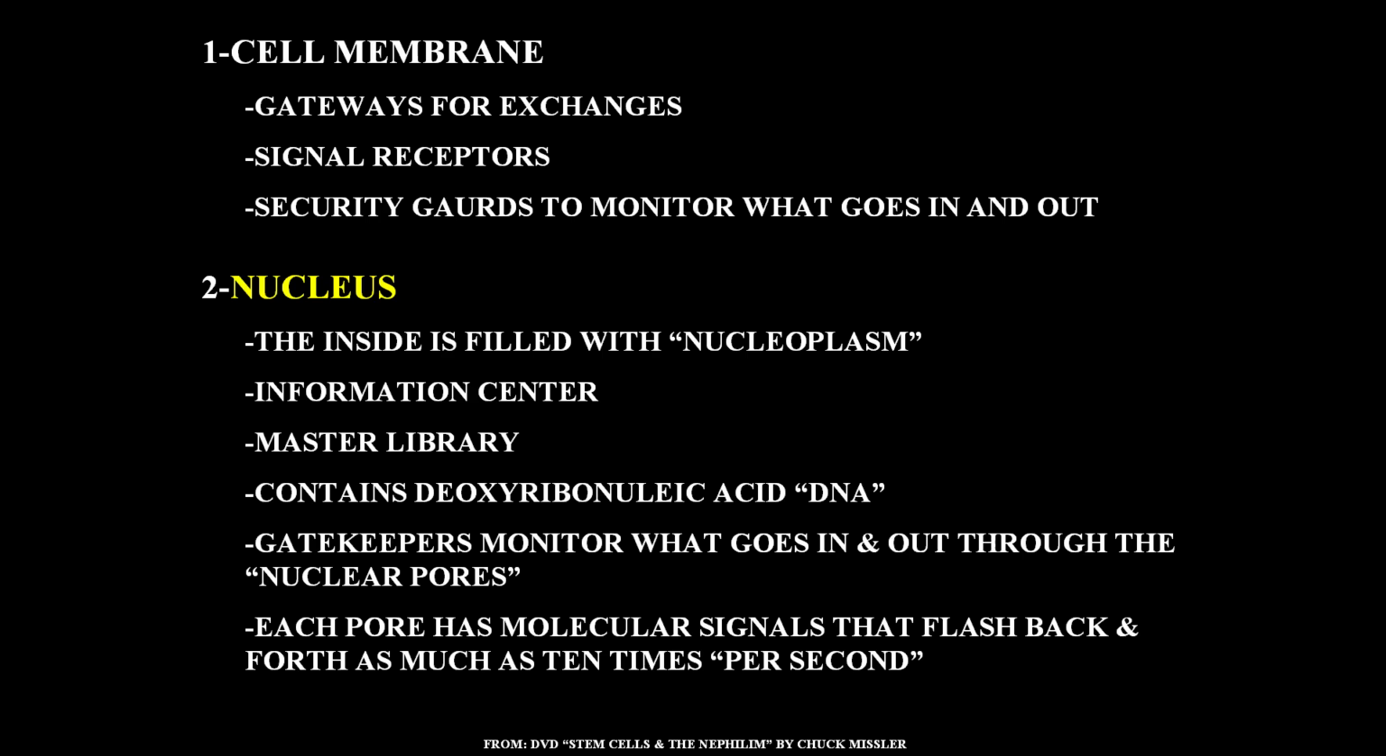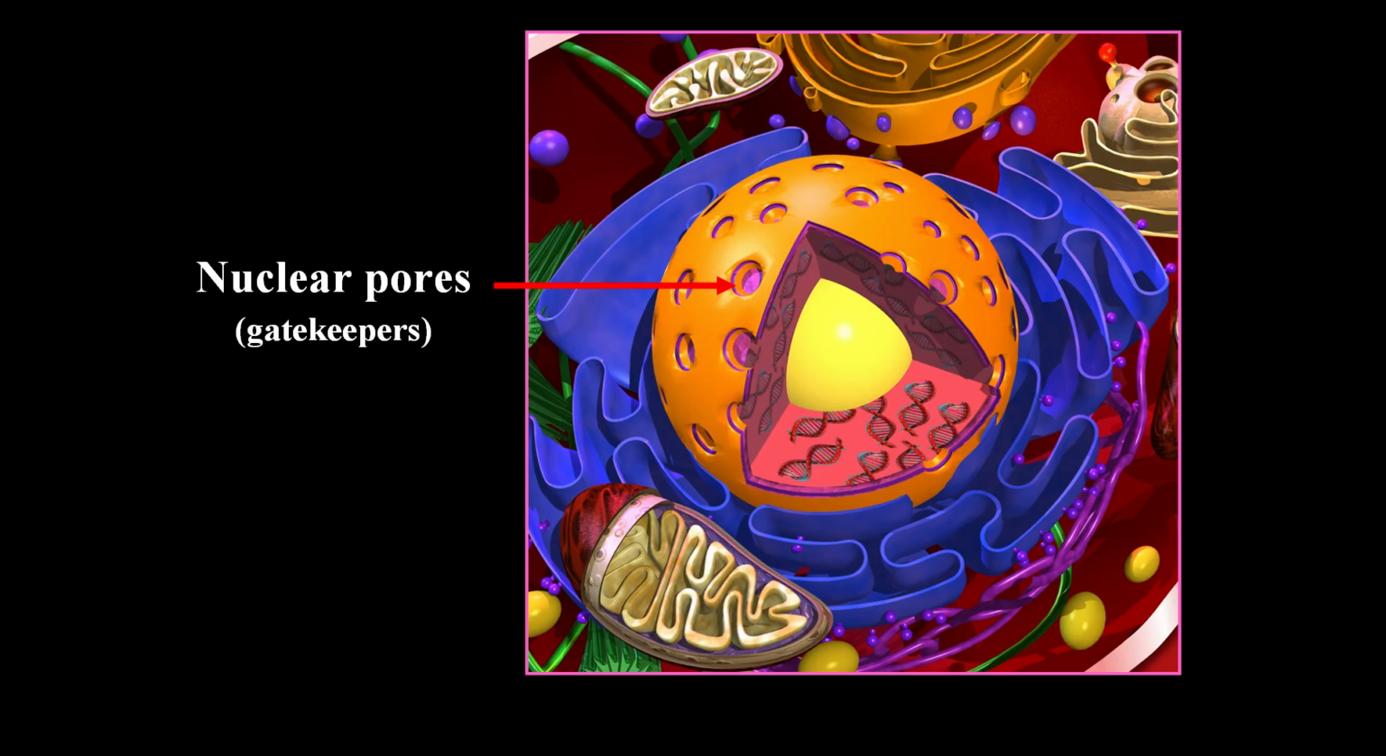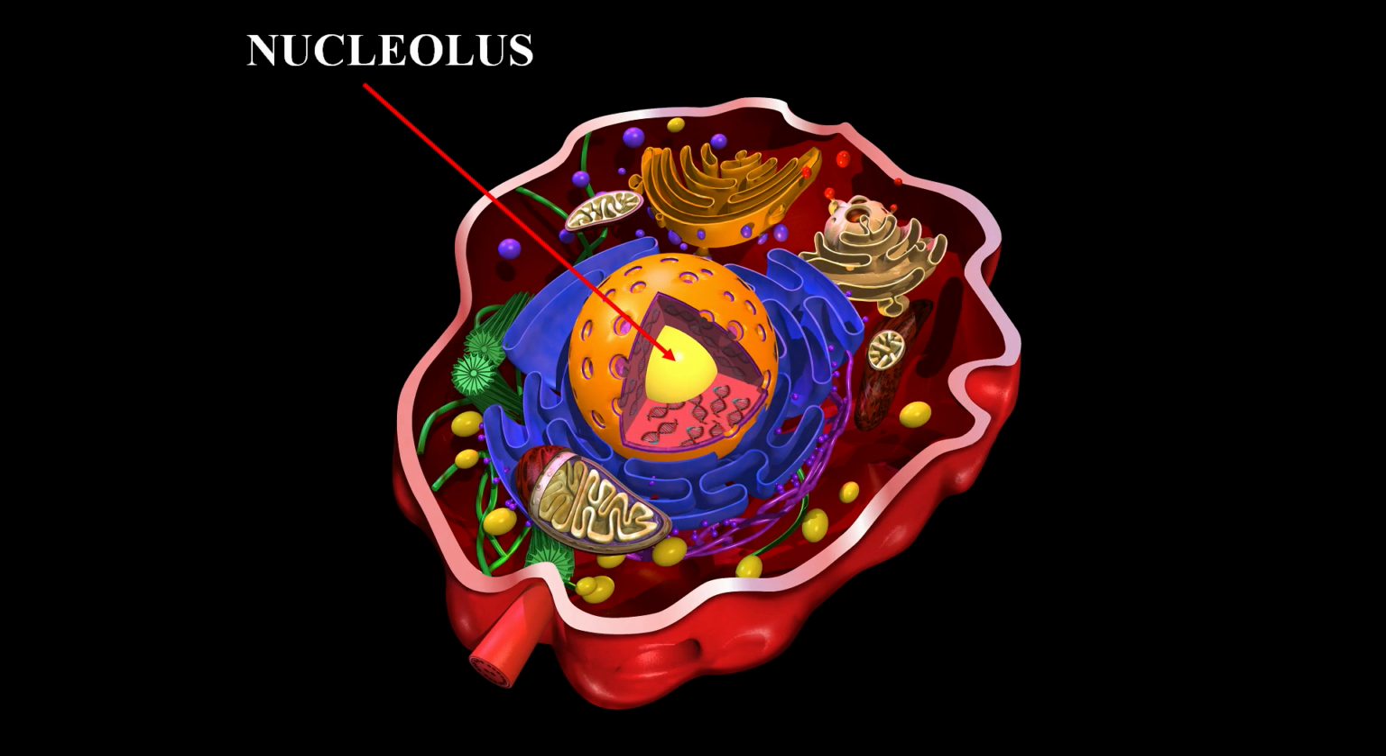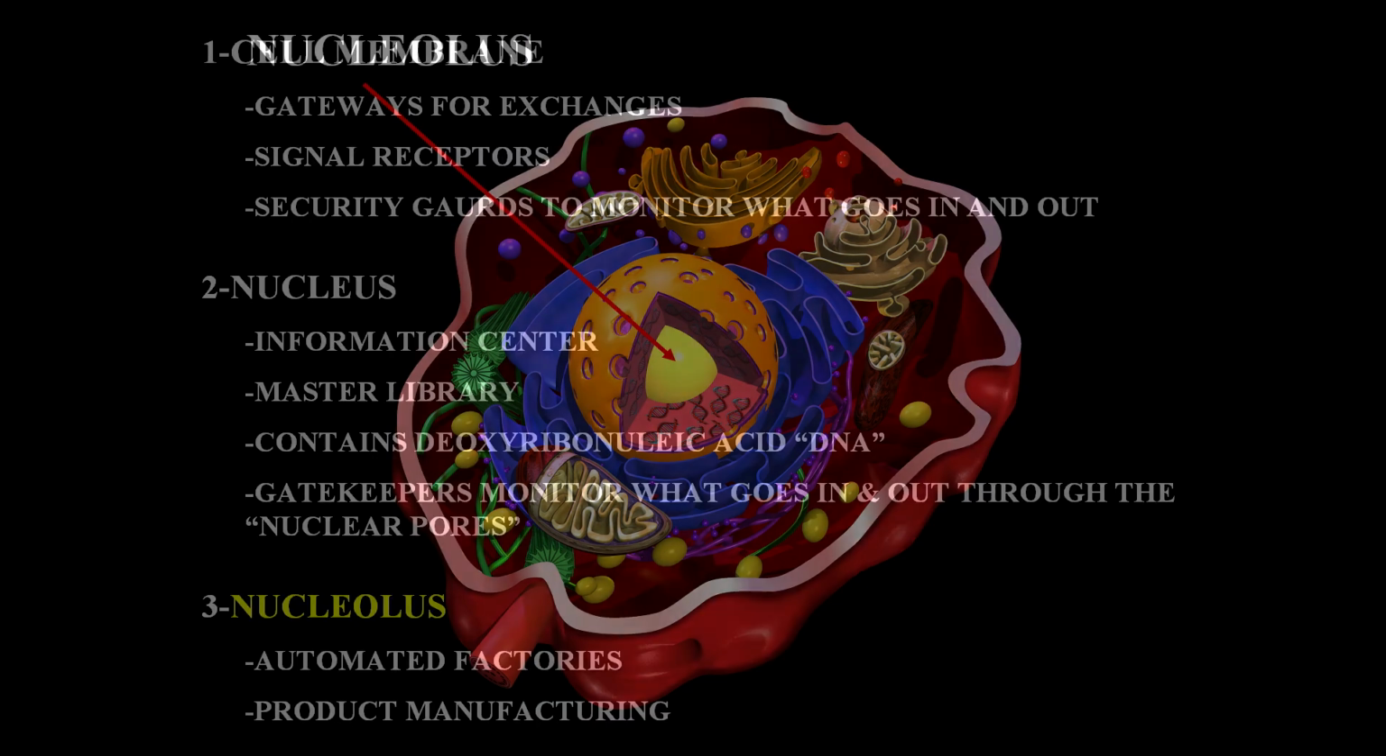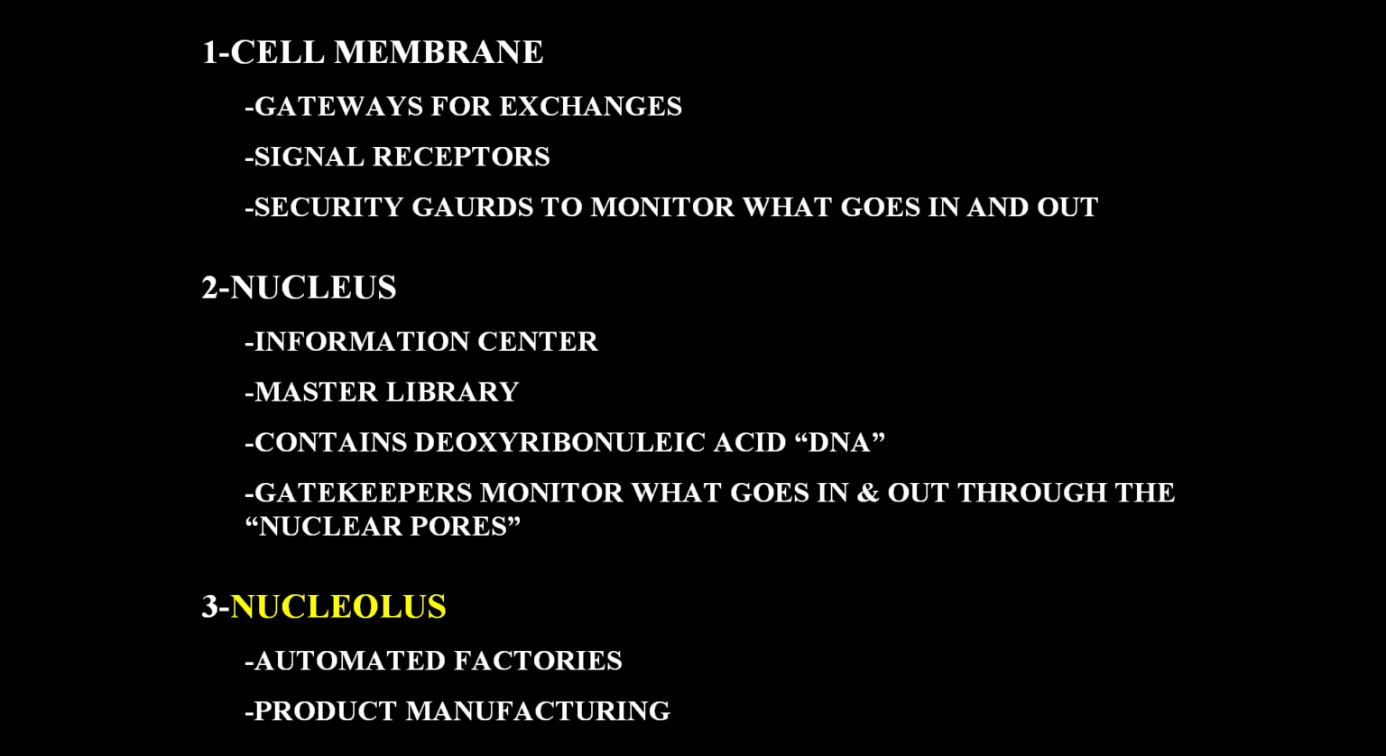Gatekeepers monitor what goes in and out through the nuclear pores. Each pore has molecular signals that flash back and forth as much as 10 times per second. And those are the nuclear pores right there. That's what they would be like. Now, the nucleolus has automated factories, product manufacturing.